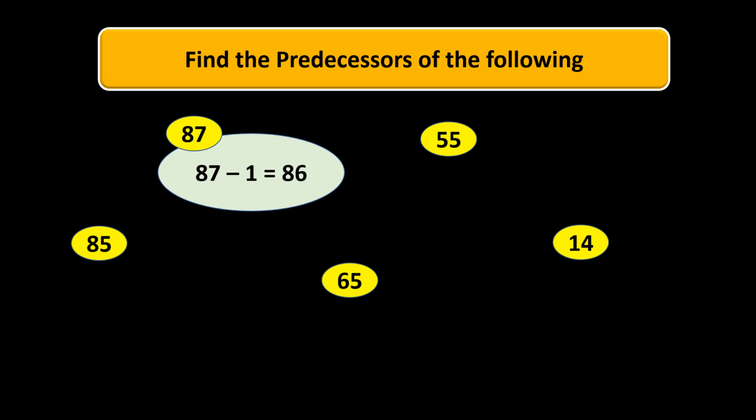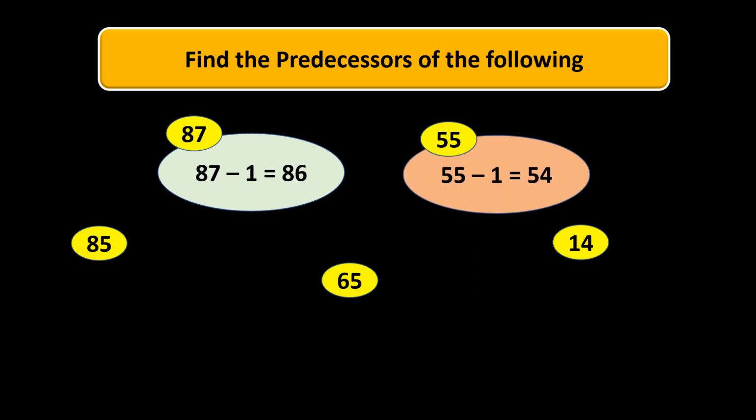Here we have the question 55. Let's solve it. 55 minus 1 equals to 54. Take away 1 from 55 and you get 54. 54 is the predecessor of 55. Just before 55, we have the number 54.